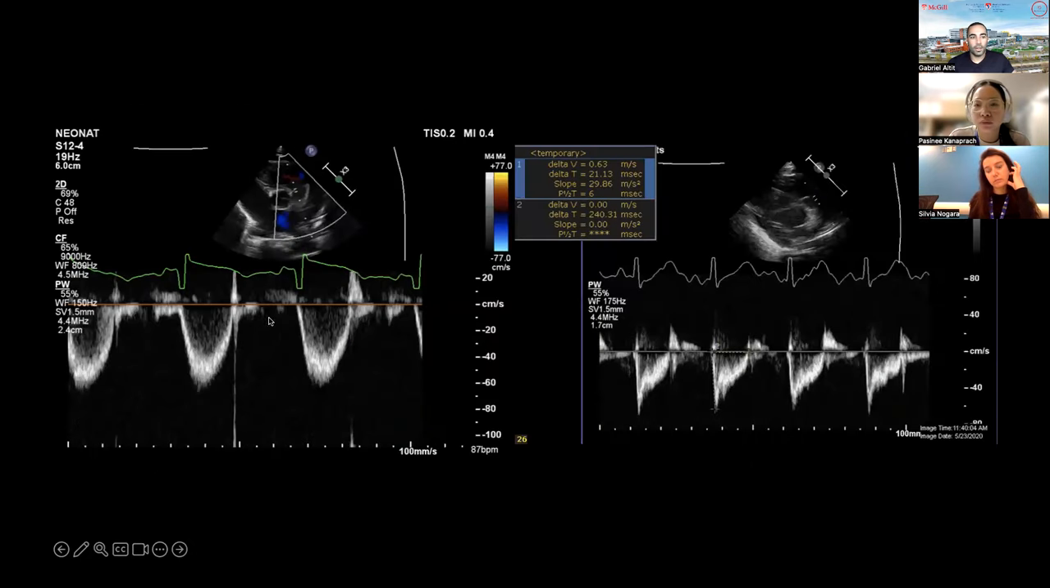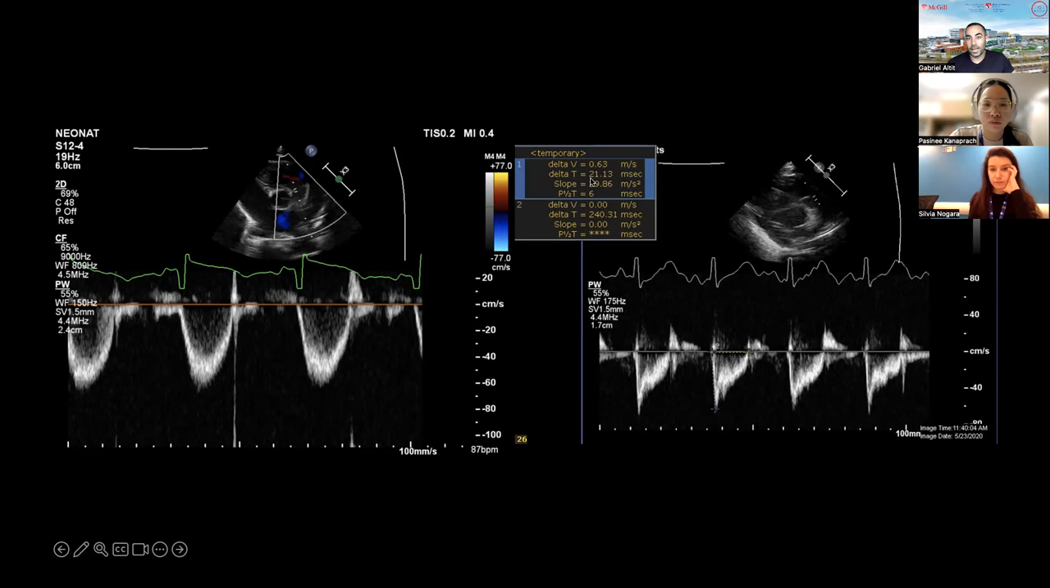Okay. Another example, very smooth. Actually, that's very nice. It's at the valve or just below the valve. Same thing here, just below the valve. And then here you can actually see the mid-systolic notching. So you get initial acceleration, deceleration, the recoil, and then the final deceleration.